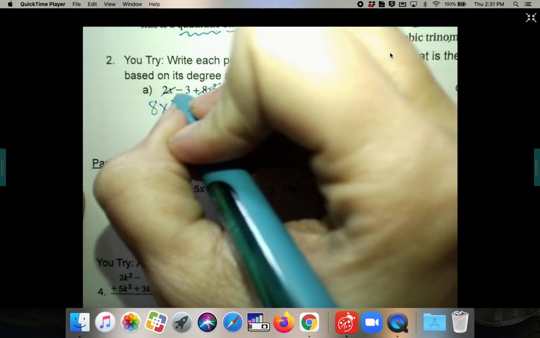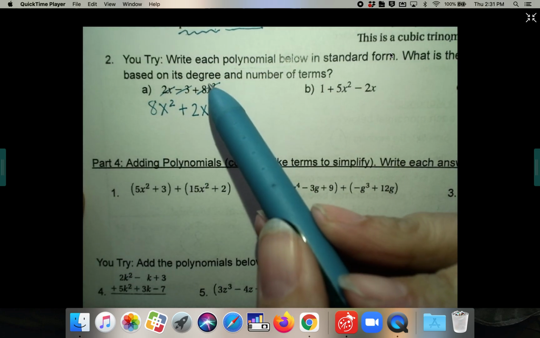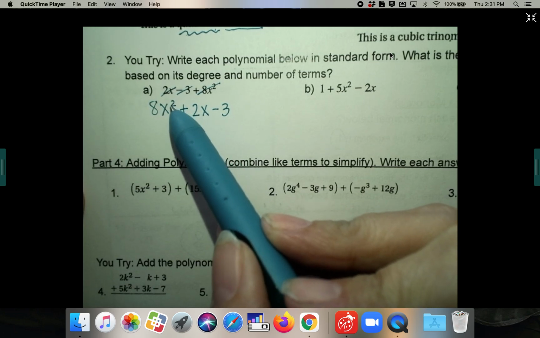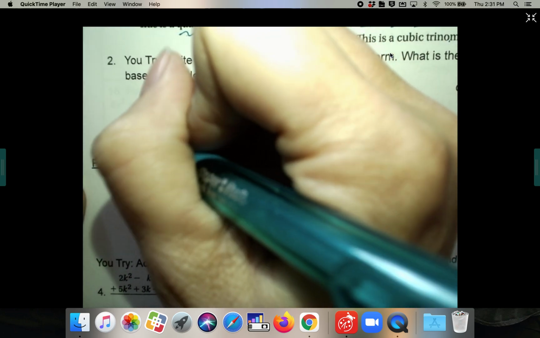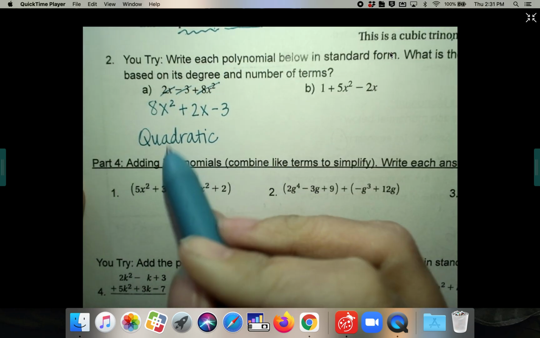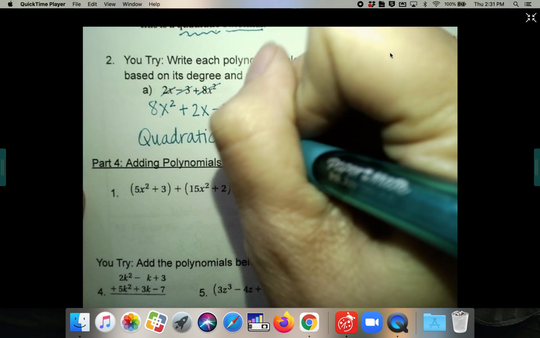So now it's in standard form. Now it's in standard form, and now I'm going to write based on its degree. I know it's a second power, so that means it is quadratic. And I know that there are 3 terms, which makes it a trinomial.